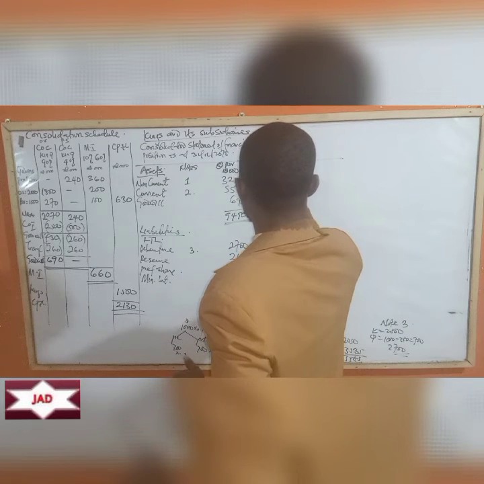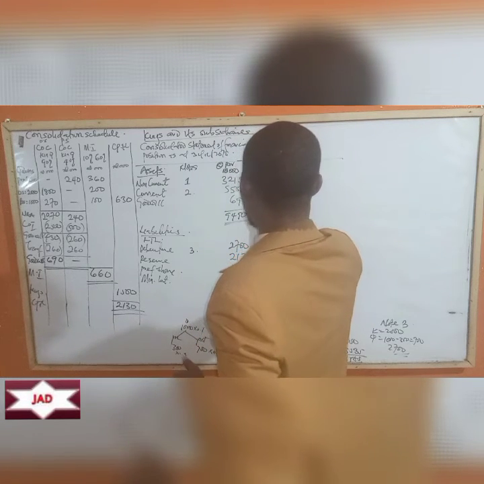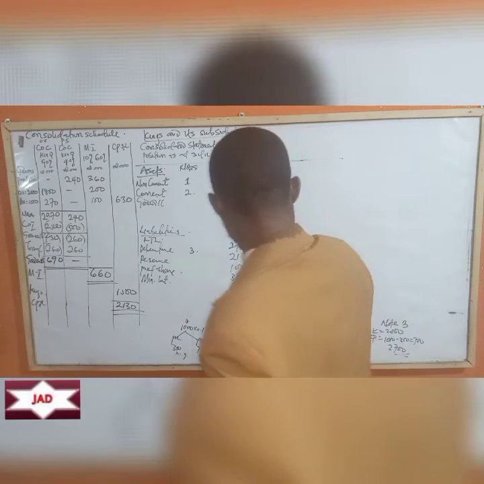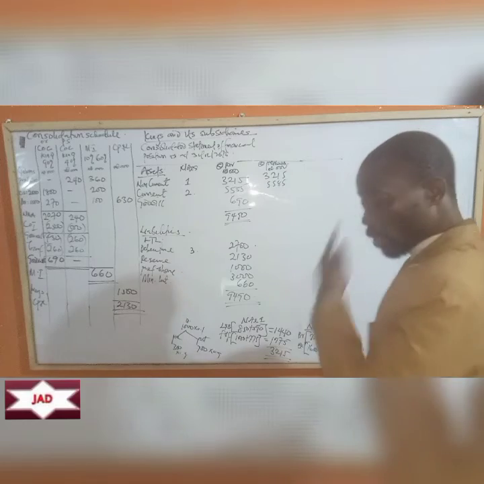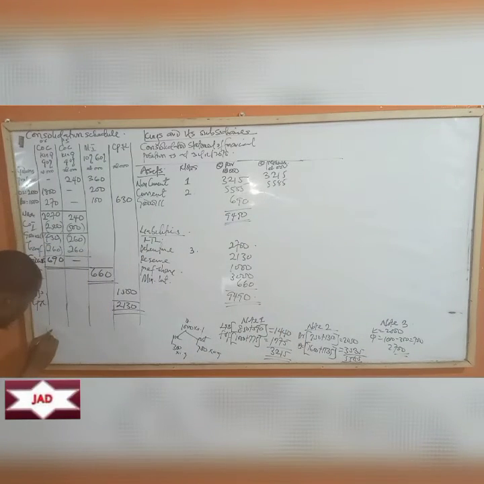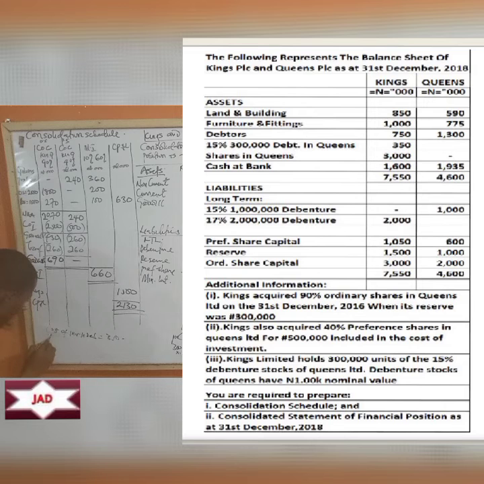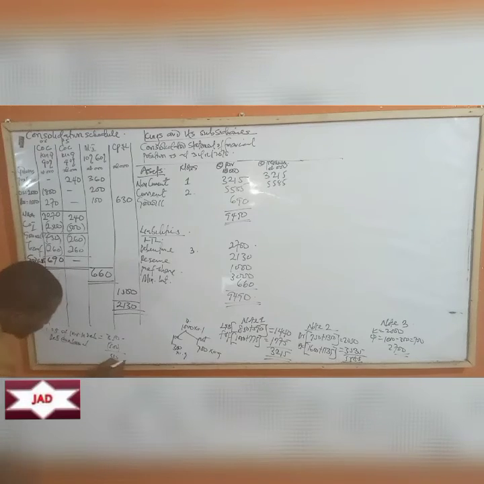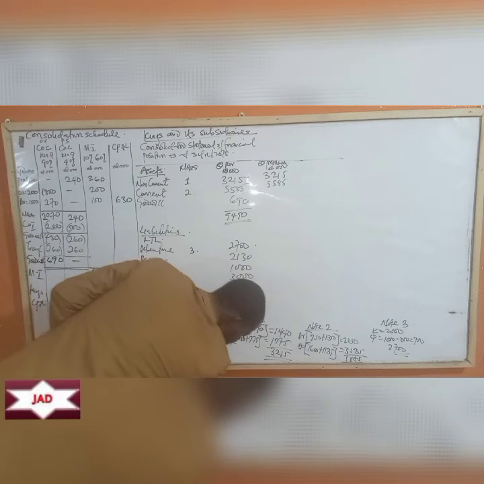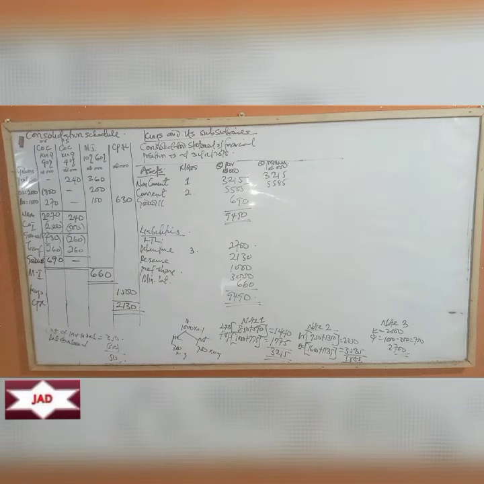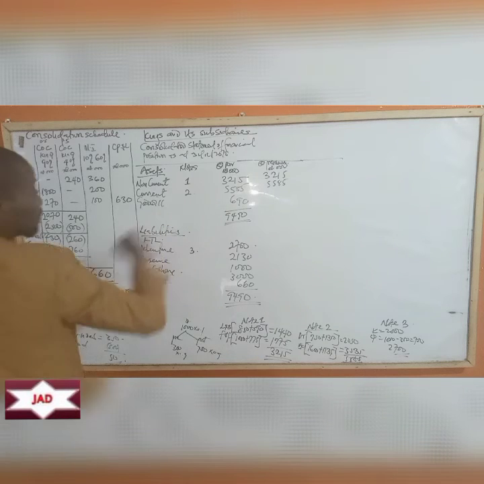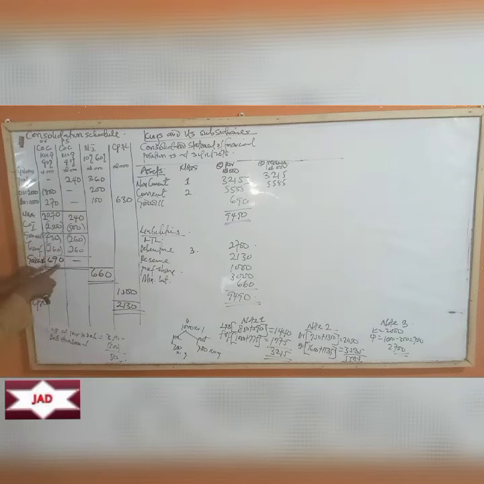This is 3215. This will be 5585. Okay? The same thing. But the goodwill now will change because the cost of investment in debenture is 350. So debenture at nominal value is 300. So when you take that, you have 50. This 50 is a goodwill. So it means that our goodwill will increase by 50. What's the goodwill here? 690. So you can come here and add 690 or you show it as a note.